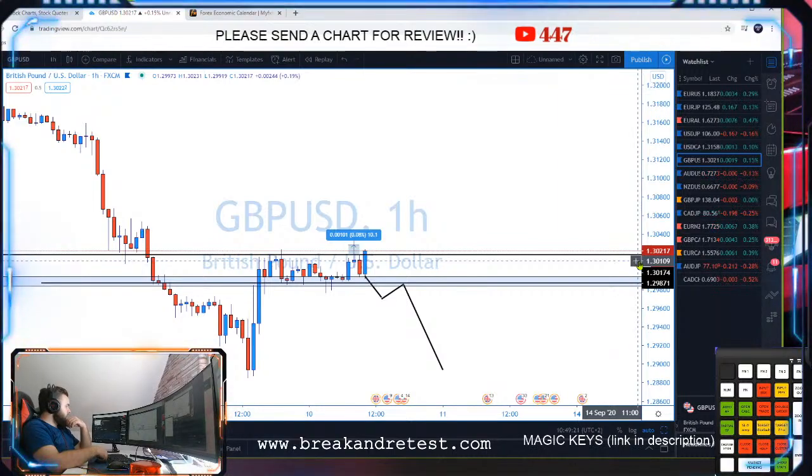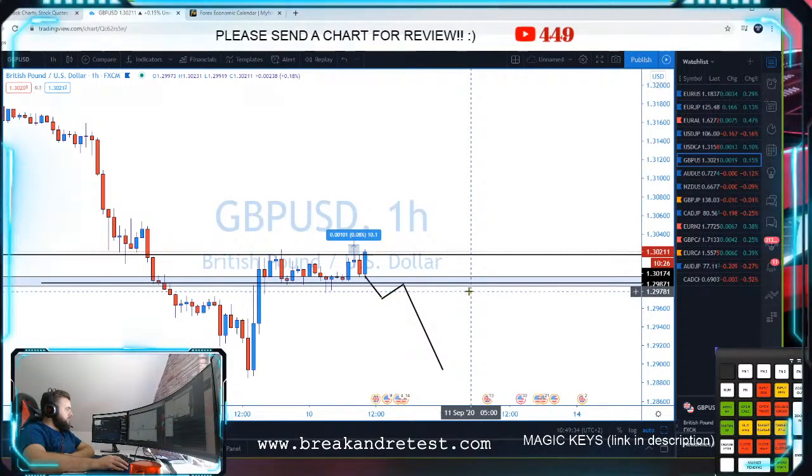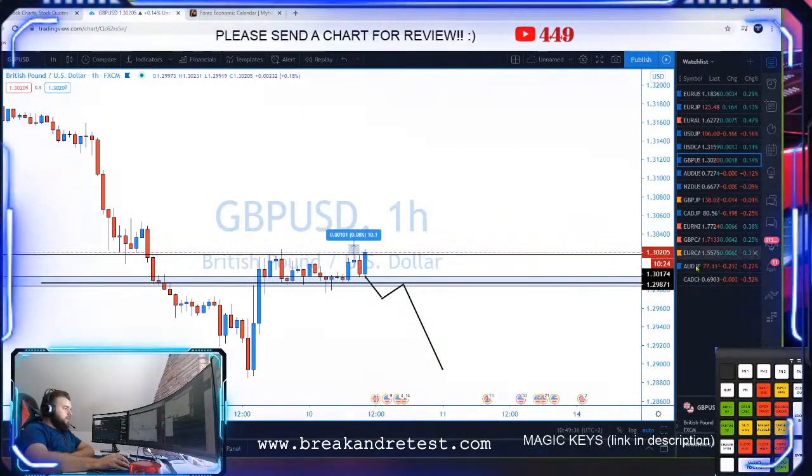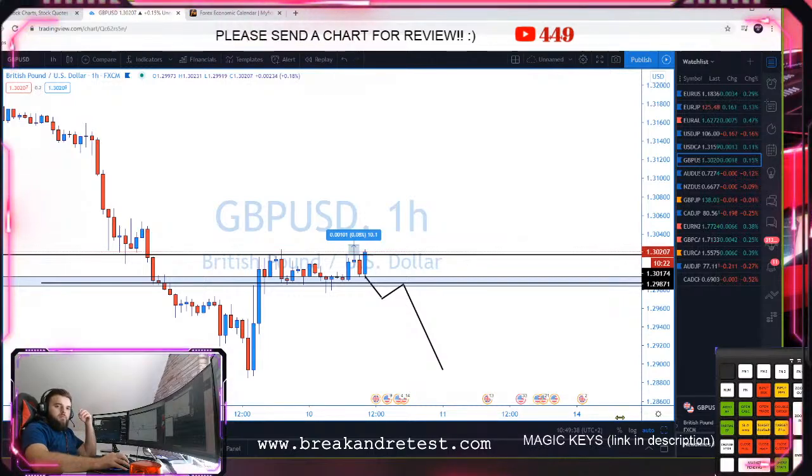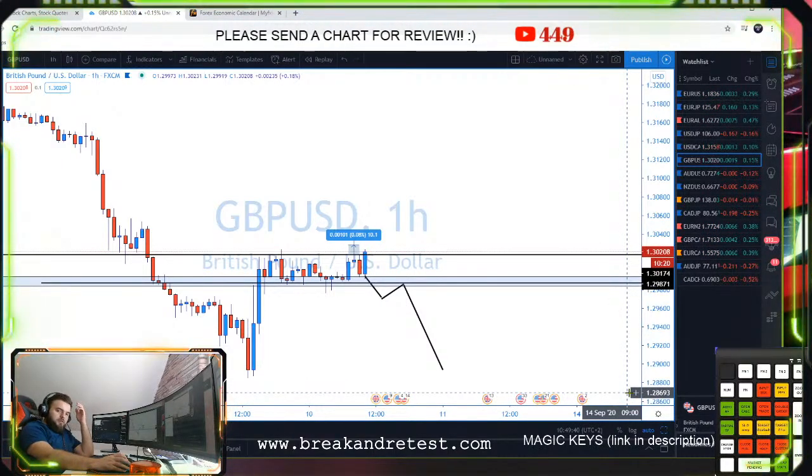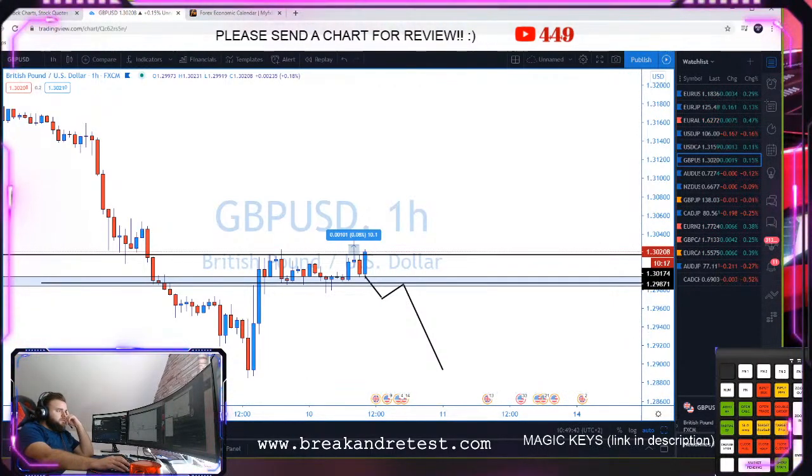GBP looks very bearish. Yes, it does. It is very bearish. Let's see. We have another 10 minutes left. We'll see what happens after.